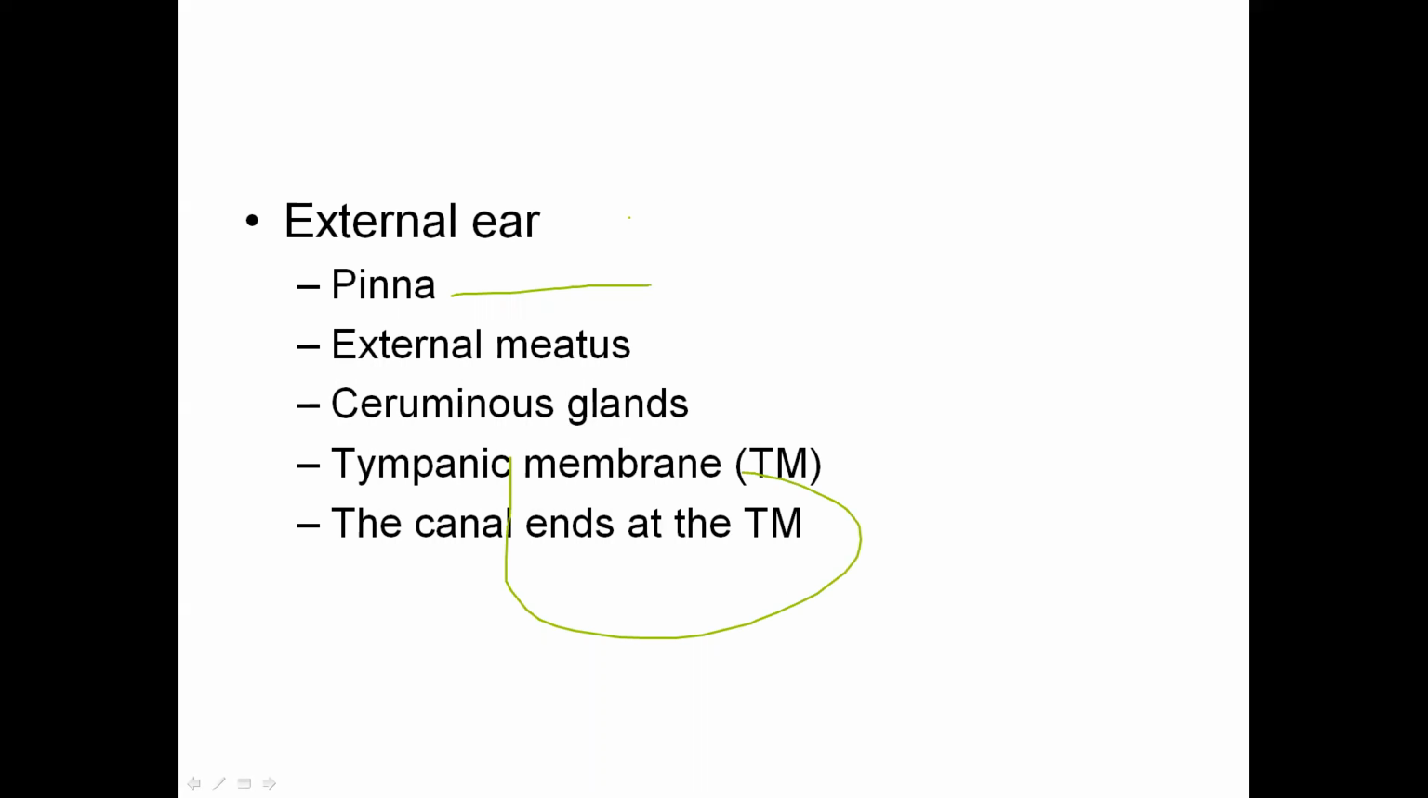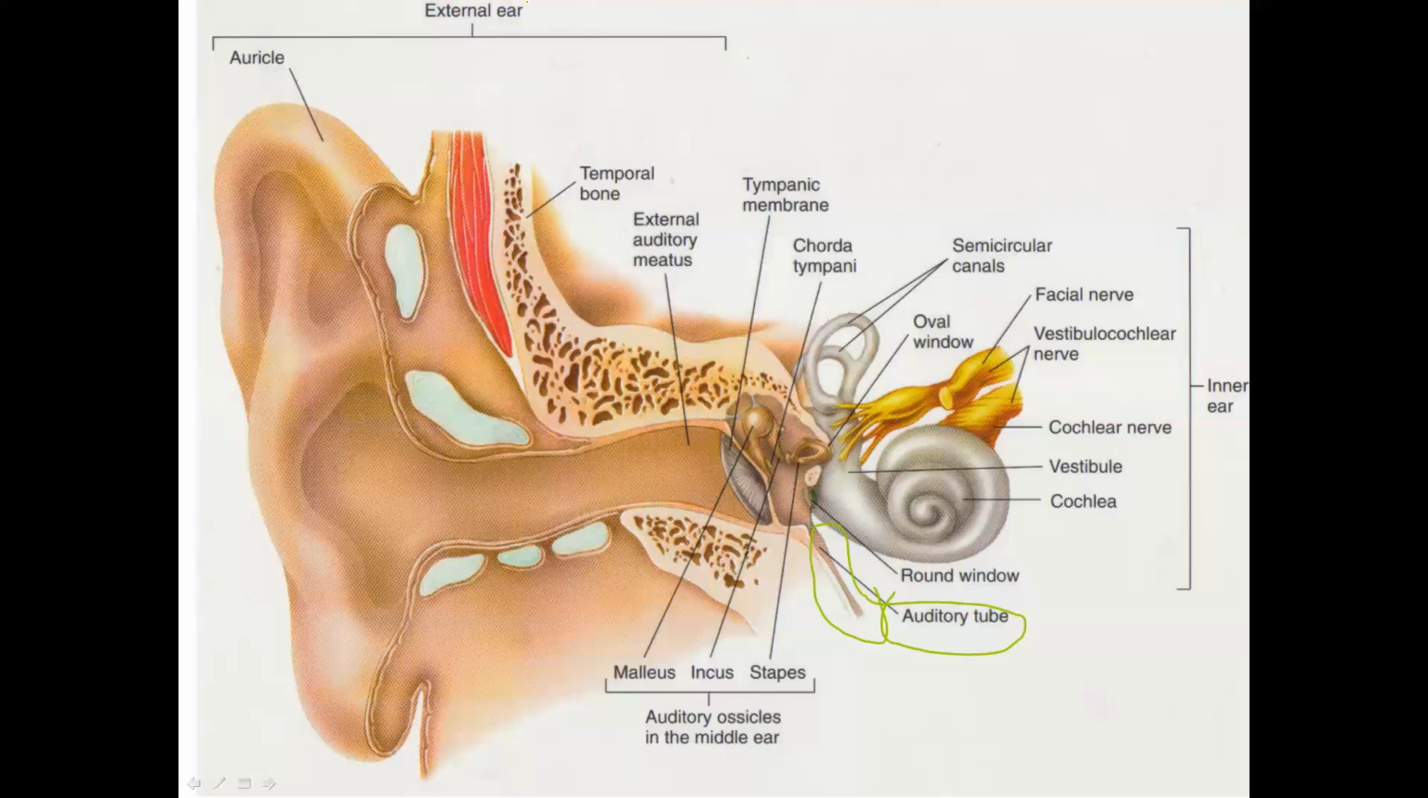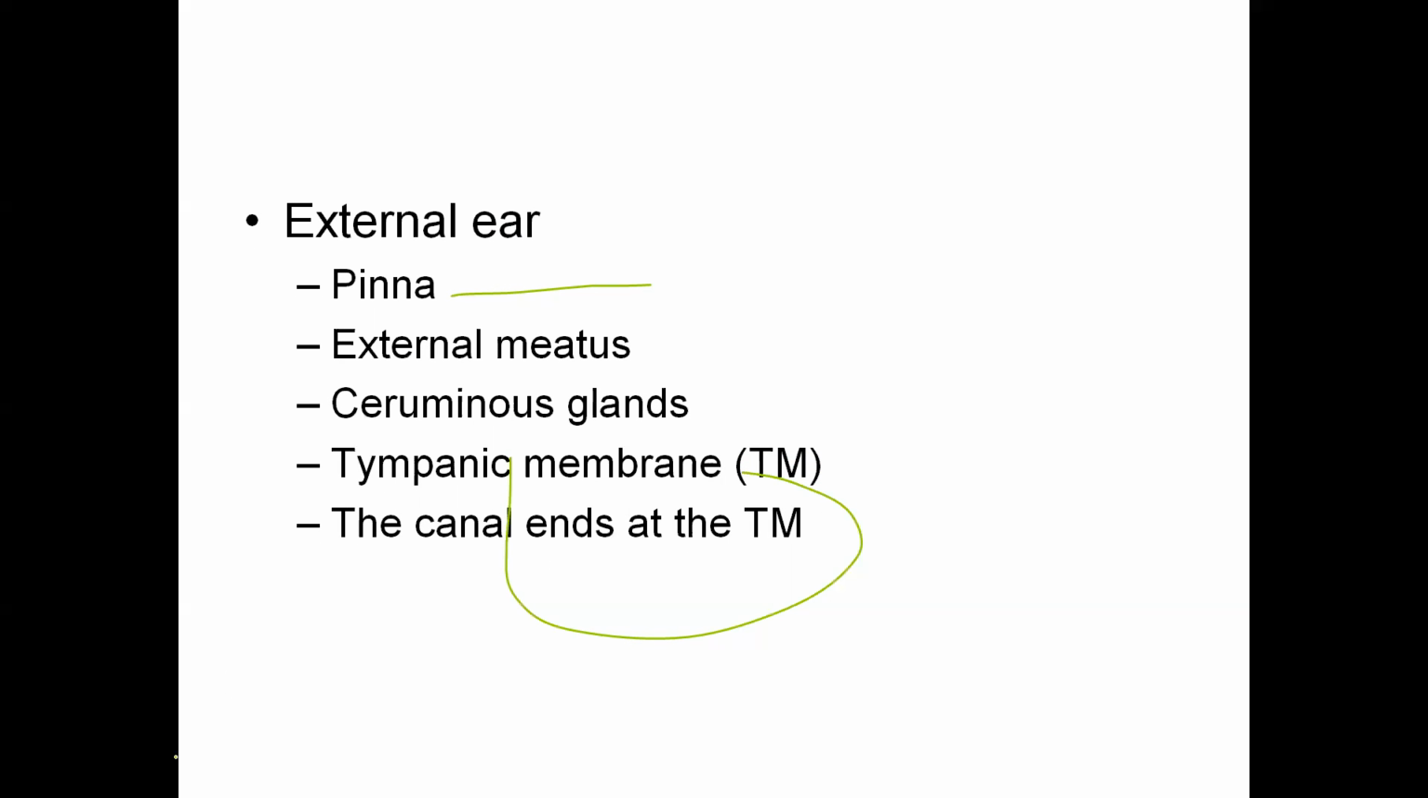The pinna is also that auricle area. So this area right there is also the pinna. The ceruminous glands are what produce your earwax. The tympanic membrane is your eardrum. These are all part of the external ear.